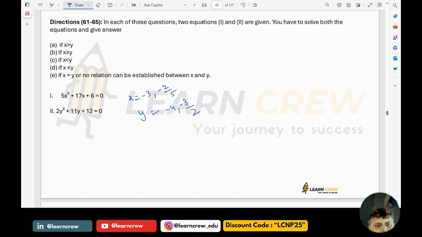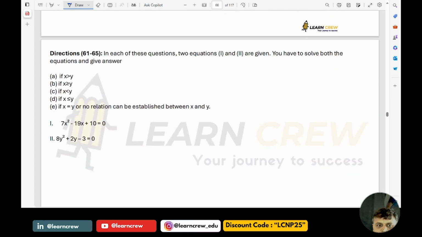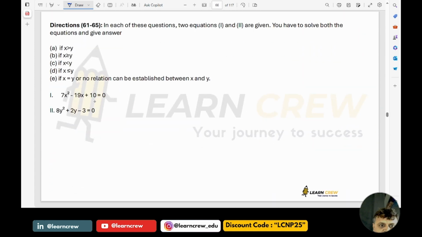So what you can say now? Minus 3 is greater than minus 4. Okay, but minus 2 by 5 is less than minus 3 by 2. So that's the reason the relationship can't be established. Option E. Next, 7 tens are 70.